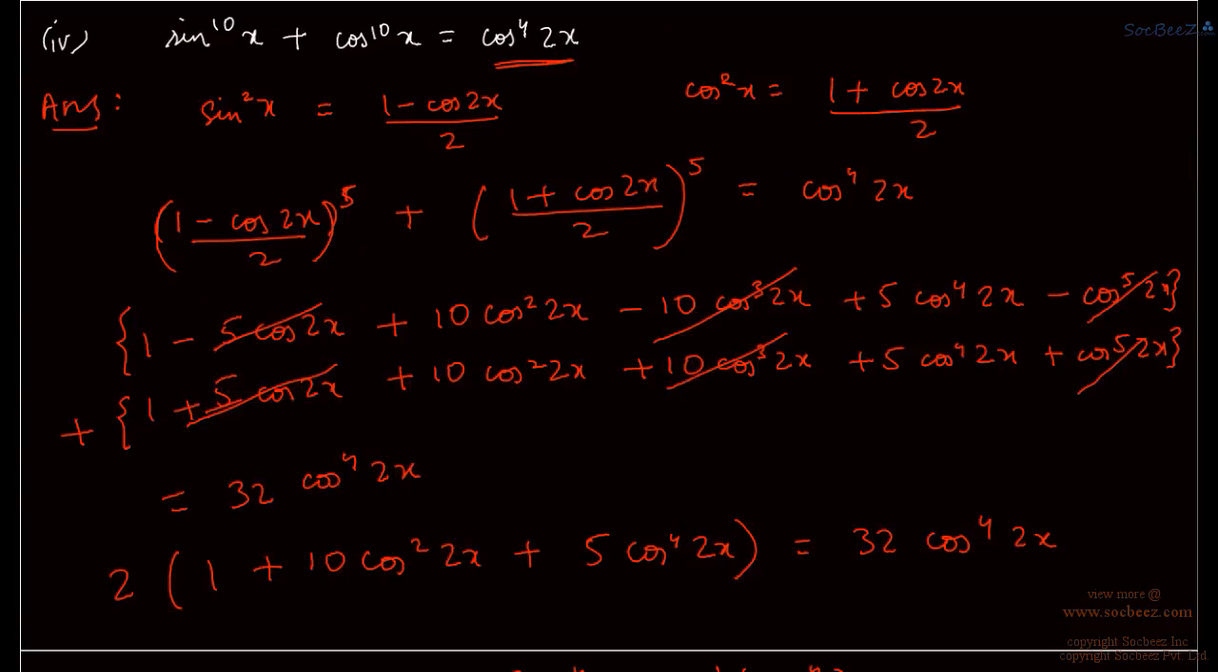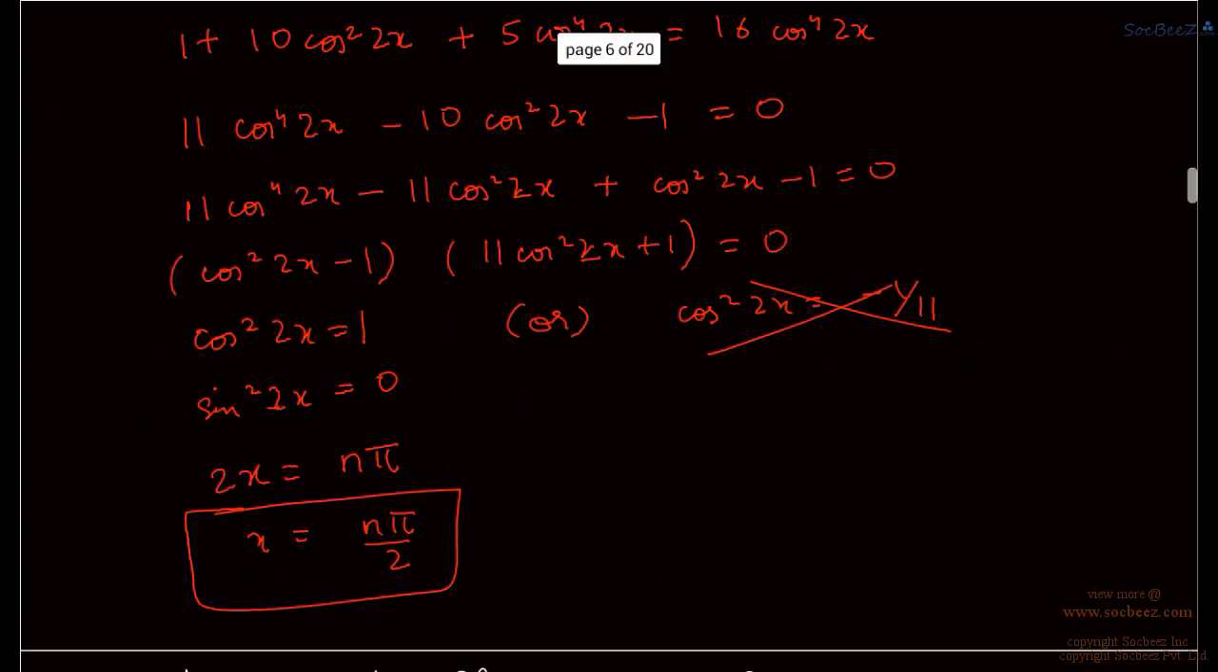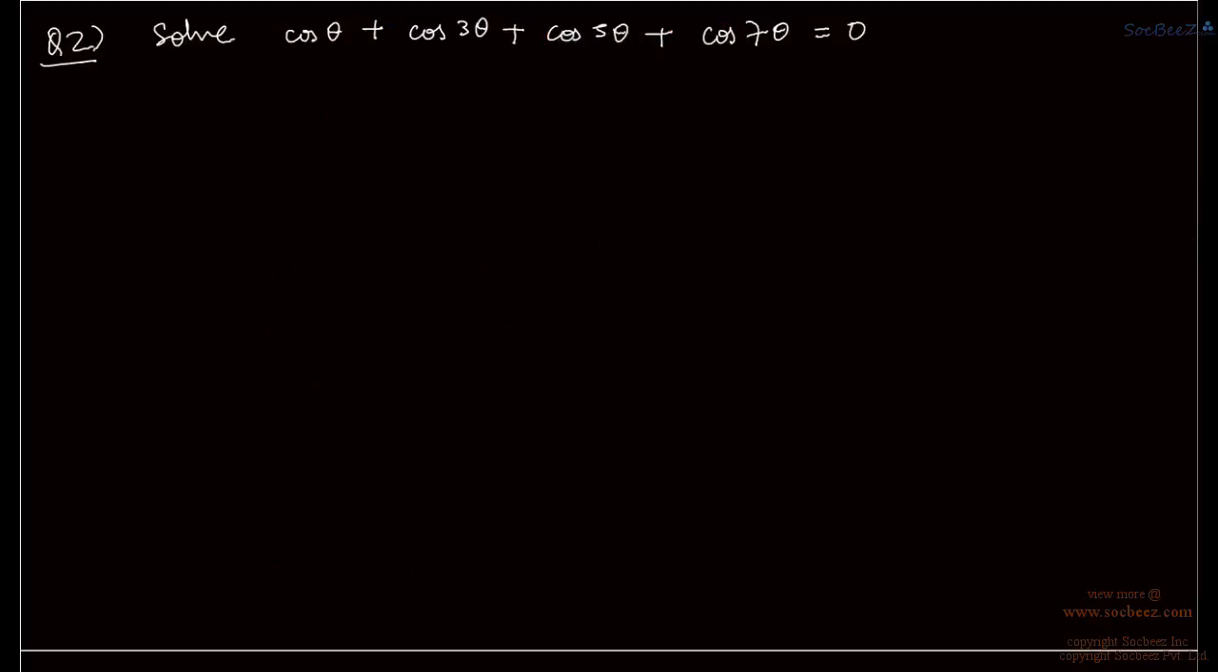So we saw here that this seemingly difficult question could be made very simple, just by taking into account the fact that sin squared and cos squared can be written in terms of cos 2x. Right? The next one now.